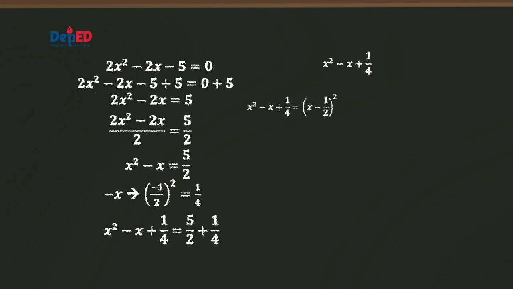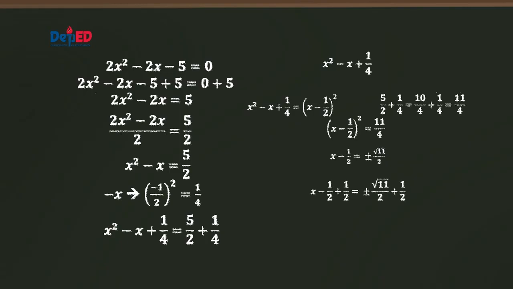So we have x squared minus x plus 1/4 equals the square of the binomial x minus 1/2. On the right side, 5/2 plus 1/4 must be equal to 10/4 plus 1/4, which is equal to 11/4. Hence, we have the equation x minus 1/2 quantity squared equals 11 over 4. By extracting square roots, we must get that x minus 1/2 is equal to positive or negative square root of 11 over 2. We may isolate x now to determine the expression equal to it.